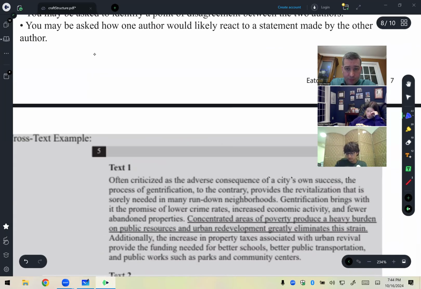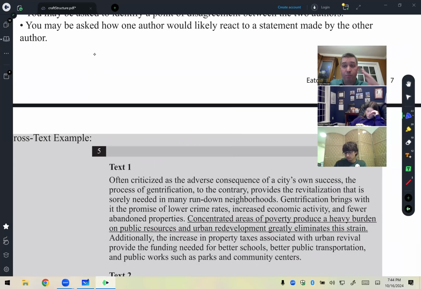All right. Yeah, I think the important part to remember is that they probably disagree. They probably don't see eye to eye, these two authors, even though they're talking about the same subject.